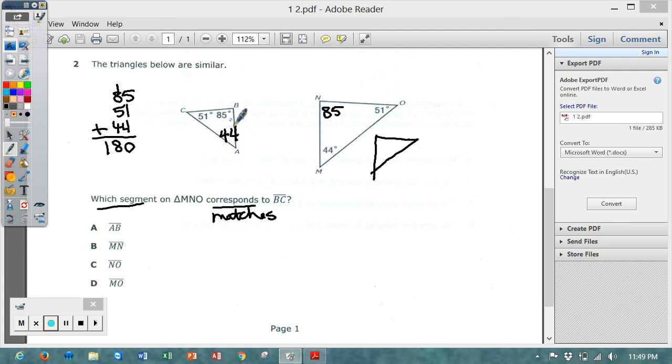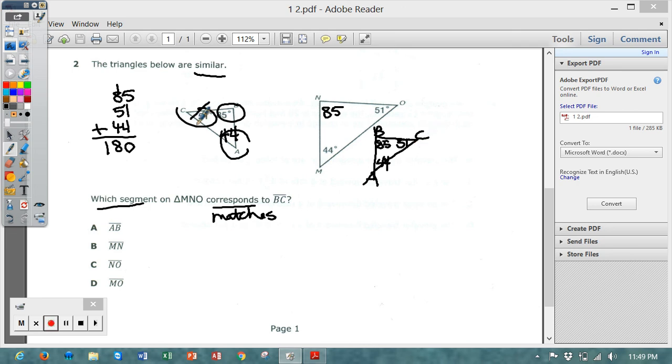So these angles are exactly the same. The sides are proportional, which again is the definition of similar. So I need to turn this around so that this has an 85 degree angle so that those two angles match. These two are both going to be 51, and these two are both going to be 44. So now the 44 degree angle is A. I'm going to label this A. The 85 degree angle is B. I'm going to label 85 B. And the 51 degree angle is C.